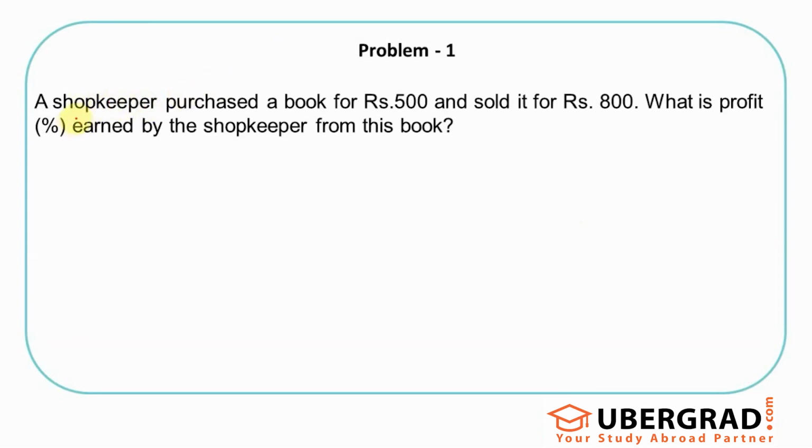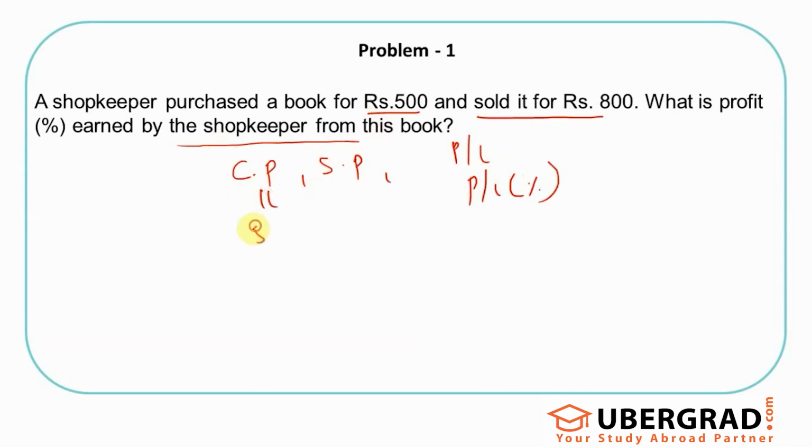It says a shopkeeper purchased a book for rupees 500 and sold it for rupees 800. What is the profit percentage earned by the shopkeeper from his book? Always look for cost price, selling price, and profit or loss percentage. They gave me the cost price of the book, 500 rupees, and the selling price, 800 rupees, and they are asking me to find the percentage.